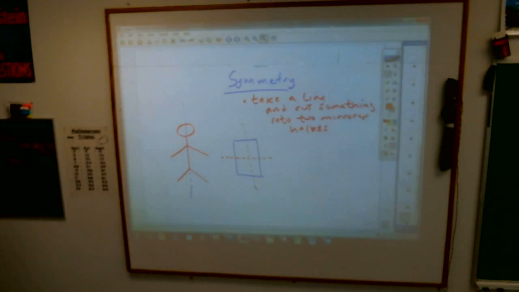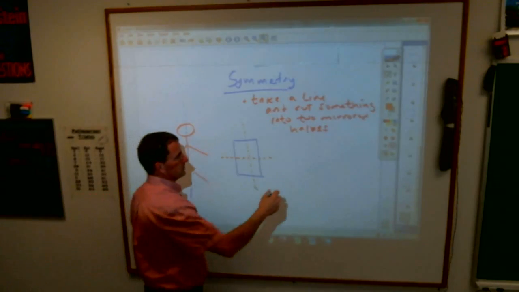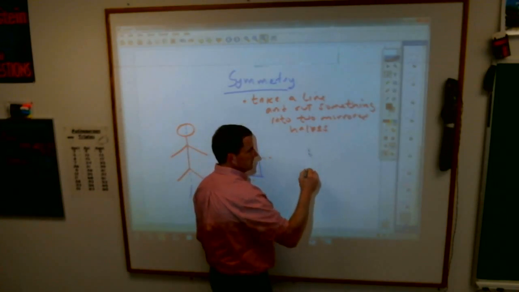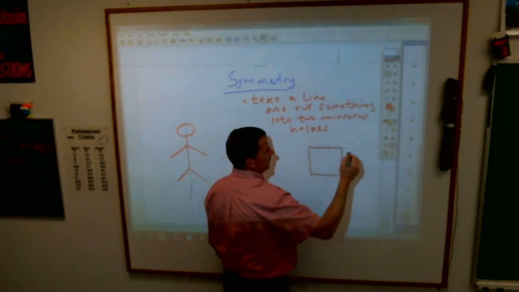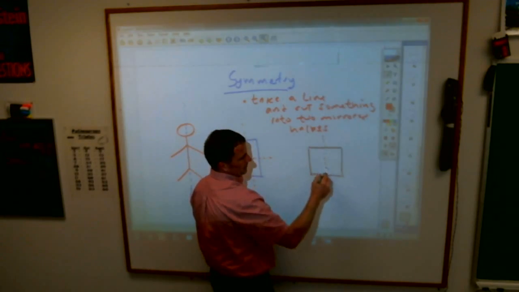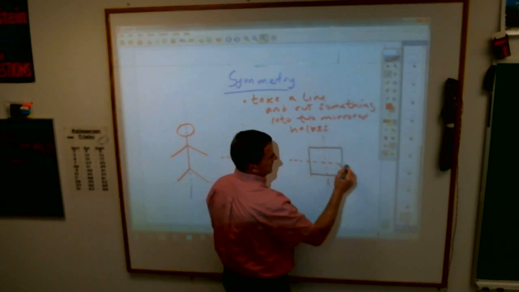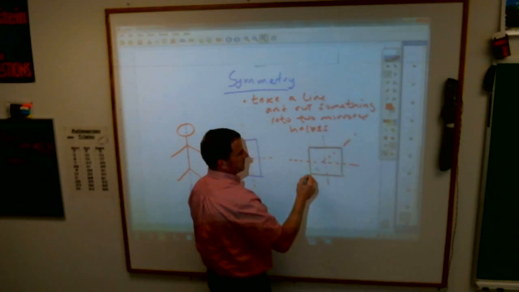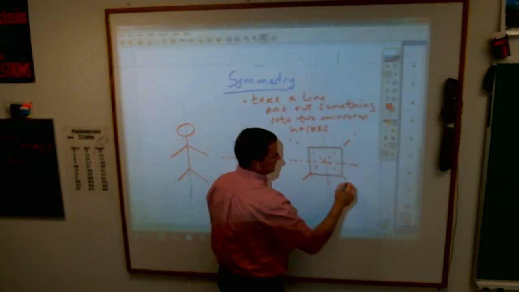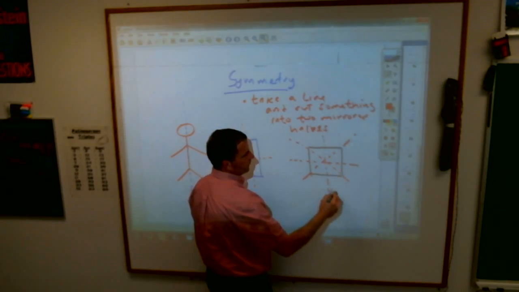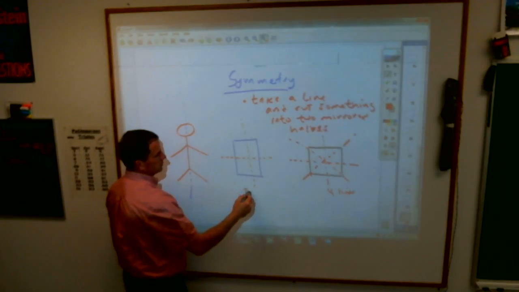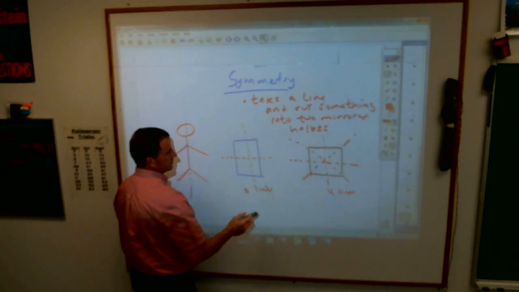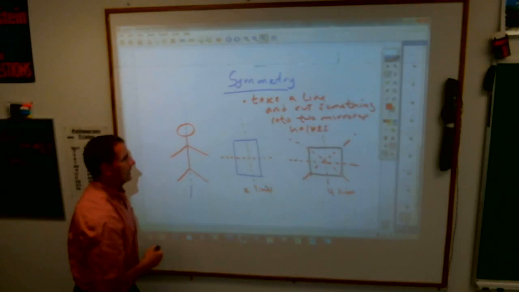So no, rectangles don't have any other ones than those two, but squares, ladies and gentlemen, if its four sides are all equal, a square has a vertical, a horizontal, and two diagonal lines of symmetry. A square has four lines of symmetry. A rectangle only has two lines of symmetry.